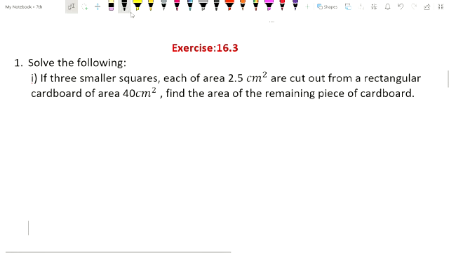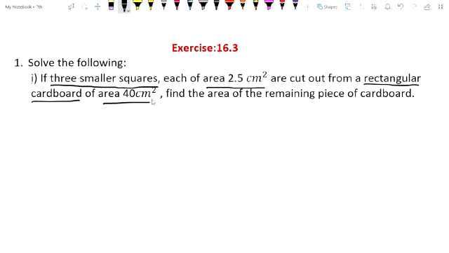First question, solve the following. If three smaller squares each of area 2.5 cm² are cut out from a rectangular cardboard of area 40 cm², find the area of the remaining piece of cardboard. Okay, three smaller squares, and each square's area is 2.5 cm², are cut out from the rectangular cardboard. The area of the cardboard is 40 cm². Find the area of the remaining piece of the cardboard.